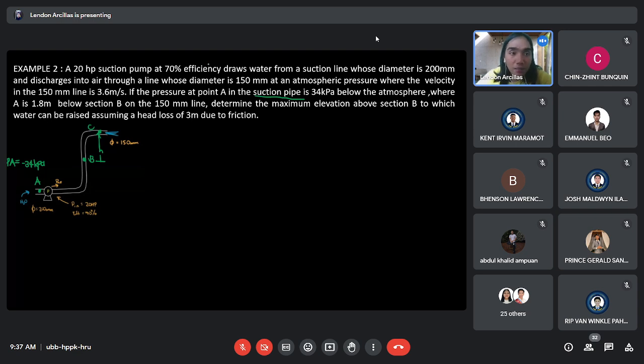Next, meron din siyang binigay na discharge. Saan yan? Saan yung discharge dyan? Ah, wala pala. So, ang binigay lang is yung diameter at point A, which is 200 mm. Dito, binigay na. 200 mm. Or in radius, that is 100 mm. Or that is 0.1 meters. So at point B and point C, the line here is 150 mm line.